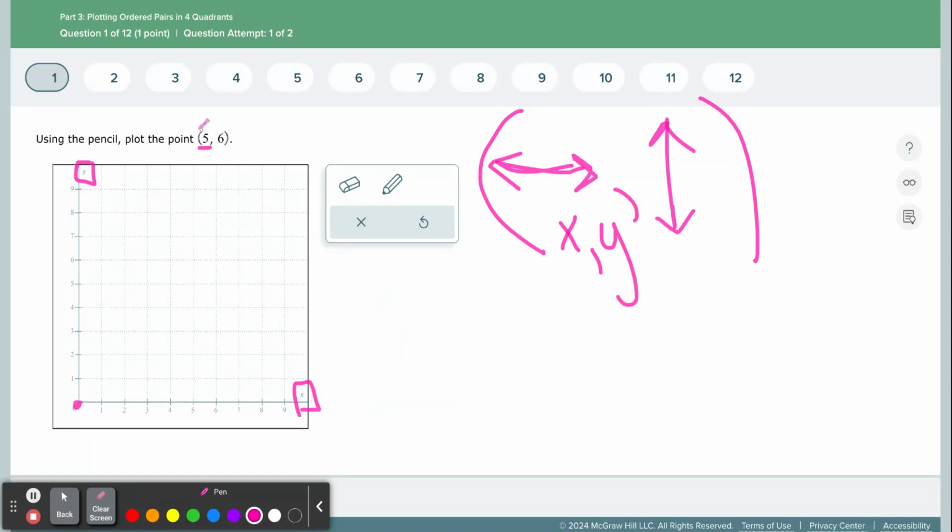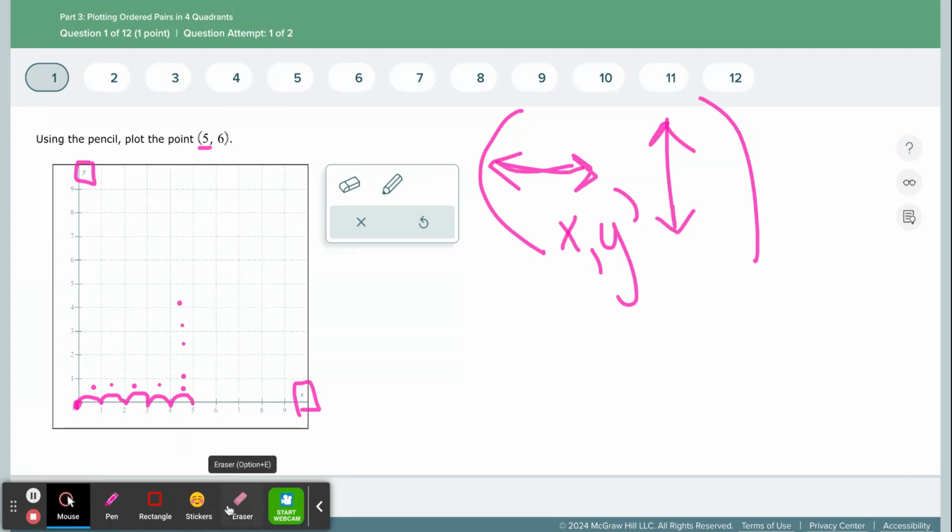So for this instance, I have positive 5. So I'm going to go left or right. Obviously, in this scenario, I can only go right. So I'm going to go 1, 2, 3, 4, 5 hops. And notice I'm counting from one number to the next, from one line to the next. I'm not counting the actual boxes. We're not going up the boxes. That's not how it works.